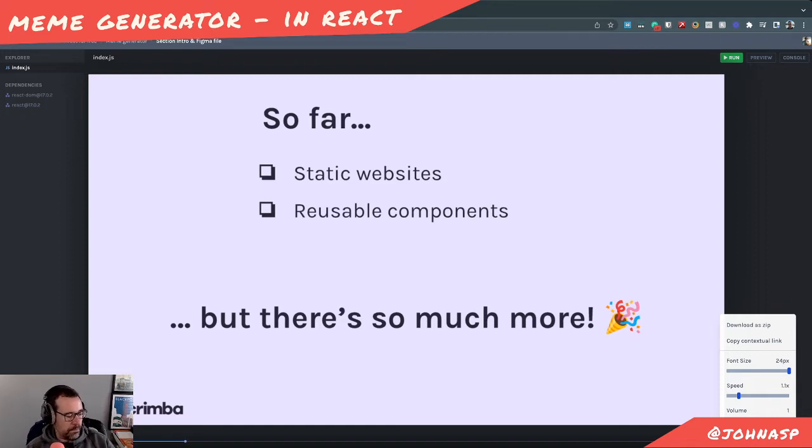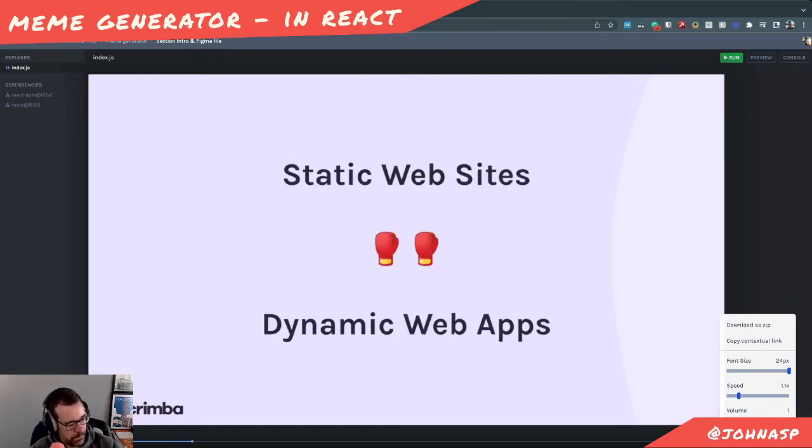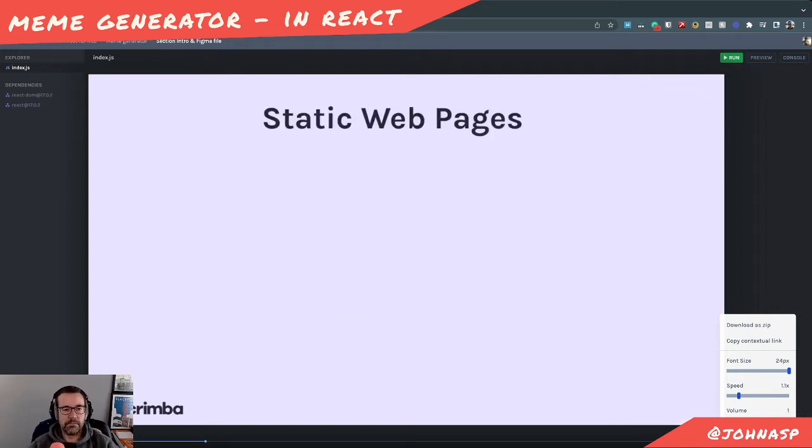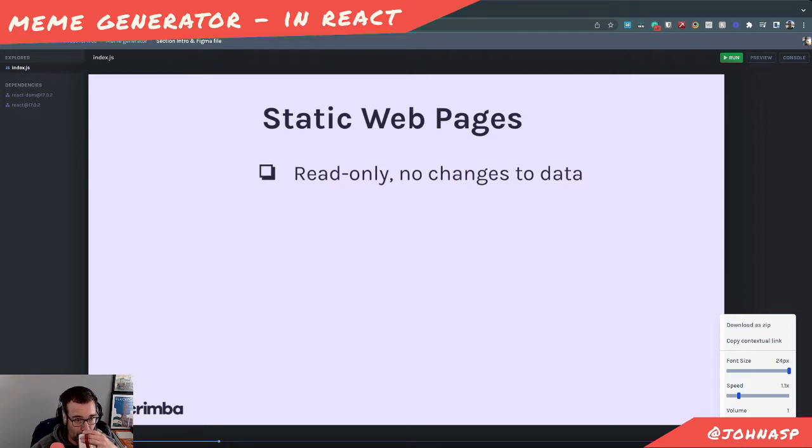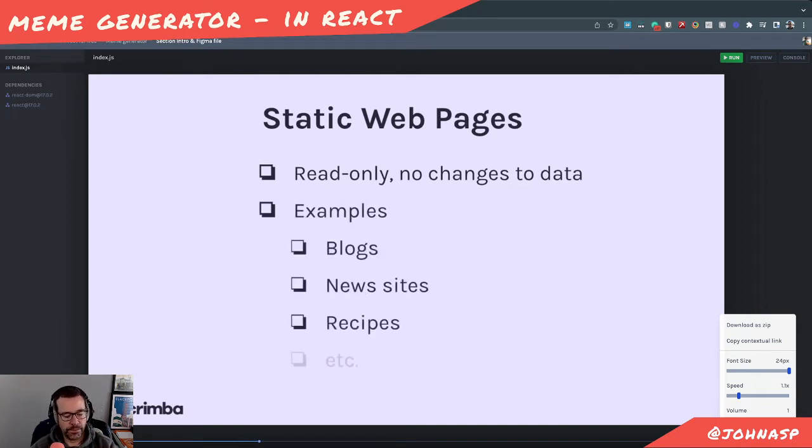To help us better understand what I'm talking about, let's take a look at the difference between static websites and dynamic web apps. The static web pages that we've been doing so far, they're really read-only. They don't allow for any kind of changes to the data. And that's probably the defining attribute of a static web page. Especially in the early days of the web, but still pretty common today, you'll find static web pages like a blog, a news site, recipe sites, and a bunch of others that really don't allow you to change any data, but rather just to read or consume the content that exists on the page.